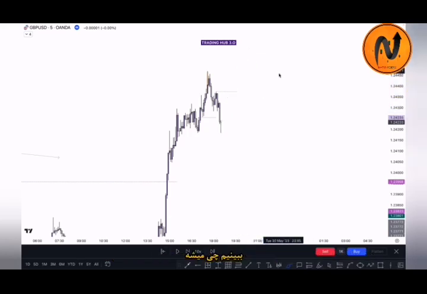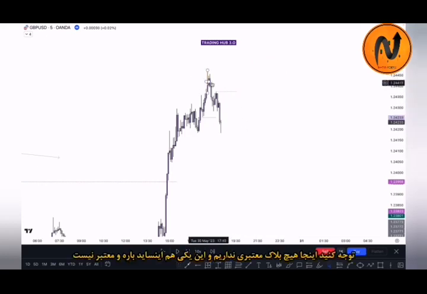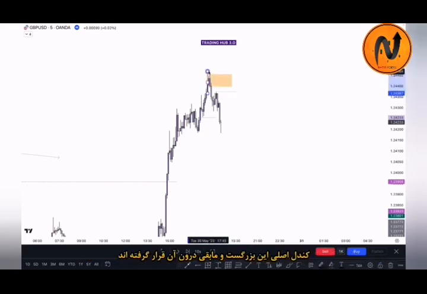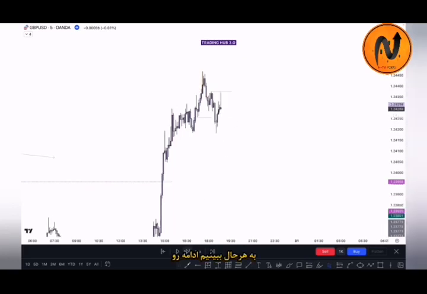So let's see what happened next, because there is no unmitigated order block. If you are thinking this is an unmitigated order block, no sir, this is not an unmitigated order block. This is just an inside move, because this is the actual candle here, this took out and created a new high. So this is the highest candle, and this move is an inside move of this candlestick, right? So let's see what happened next.